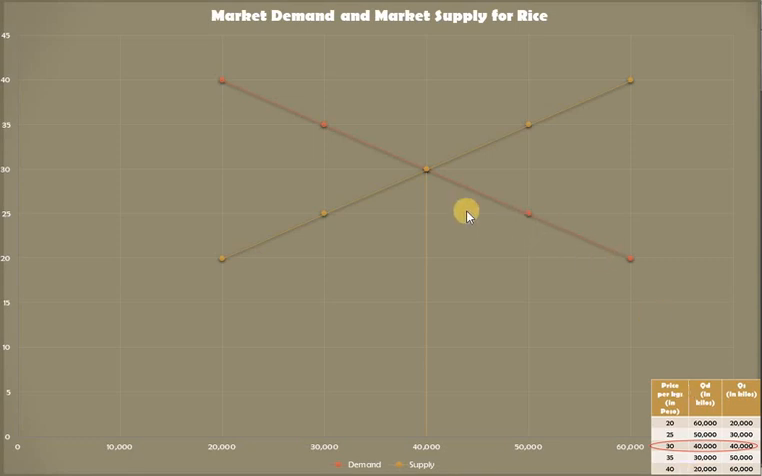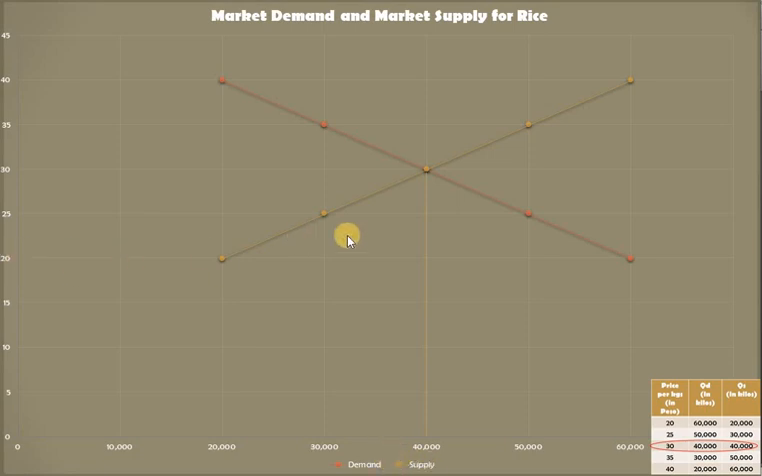Alright, so based on our demand and supply curve, we have some schedules. Okay, ito rin po yung kanina sa aking previous slide. We have two lines. Okay, so yung two lines na yan, if the line is red, it represents demand. But if the line is yellow, it represents the supply.